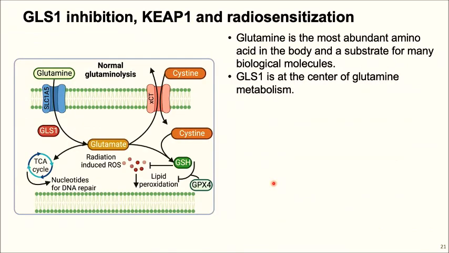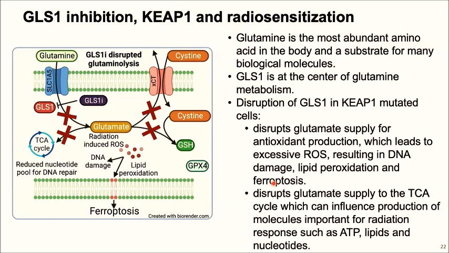Glutamine is the most abundant amino acid in the body and is a substrate for many biological molecules. As I said, GLS1 is at the center of glutamine metabolism. So disruption of GLS1 in KEAP1 mutated cells disrupts glutamate supply for antioxidant production, which leads to excessive ROS and results in DNA damage, lipid peroxidation, and ferroptosis. I'll talk a little bit later about what ferroptosis is, but it's a form of cell death.